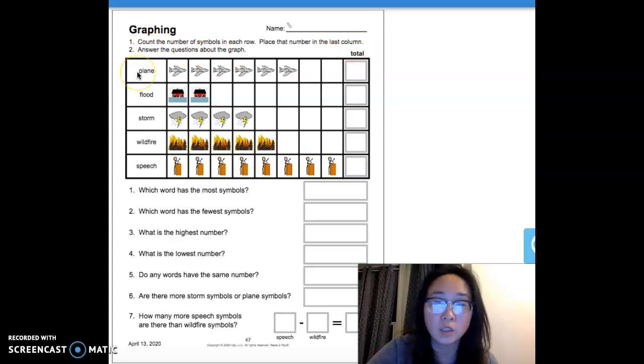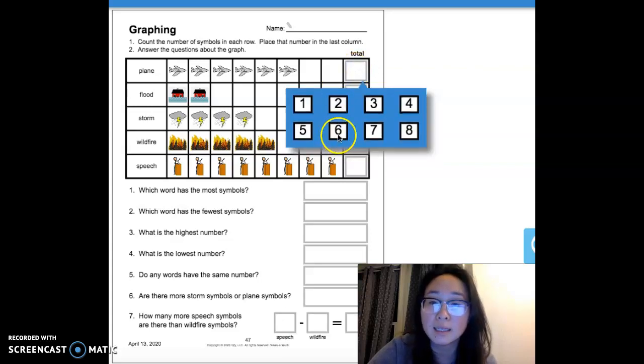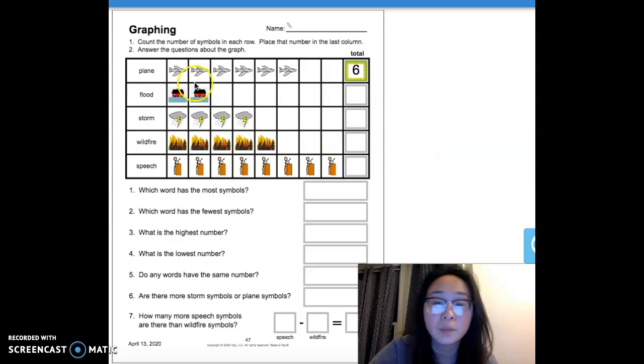So let's look at the words first. We have plain, flood, storm, wildfire, and speech. We're going to count this way. We're going to write the numbers here, then we're going to answer these questions. Plain. 1, 2, 3, 4, 5, 6. So we have 6 here. And so remember, you can pause if I'm going too fast. 6.